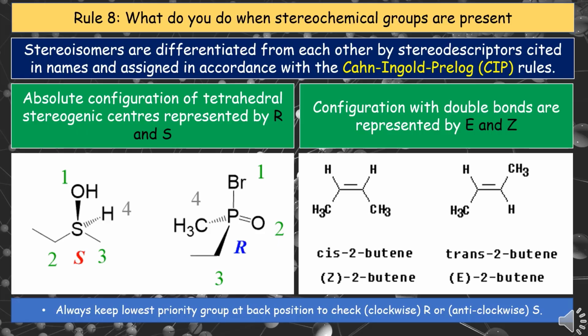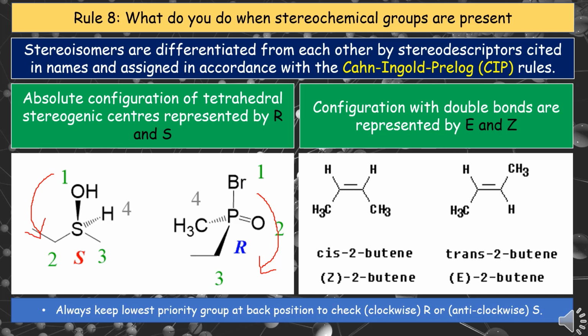What will you do if stereocenters are present? Check for the tetrahedral stereocentric position and name it for the absolute configuration as R or S. Always keep the lowest priority group at the back position, far from you, and check whether the priority order 1, 2, 3, 4 is clockwise or anti-clockwise. If it is clockwise, the name will be R. If it is anti-clockwise, the name will be S.